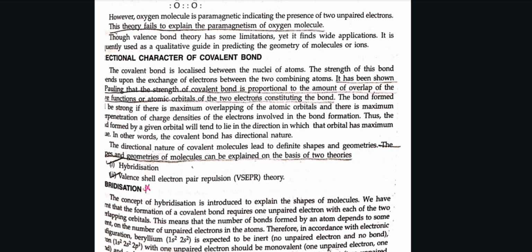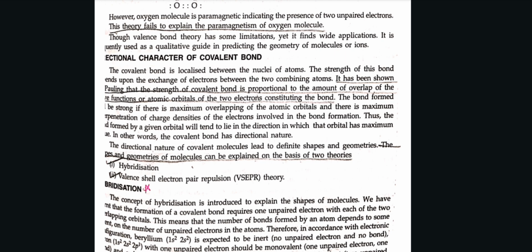Essential characteristics of covalent bond. The covalent bond is localized between the nuclei of atoms. The strength of this bond depends upon the exchange of electrons between the two combining atoms. It has been shown by Pauling that the strength of covalent bond is proportional to the amount of overlap of wave functions or atomic orbitals of the two electrons contributing to the bond. The bond formed will be strong if there is maximum overlapping of atomic orbitals and there is maximum concentration of charge densities of electrons involved in bond formation.